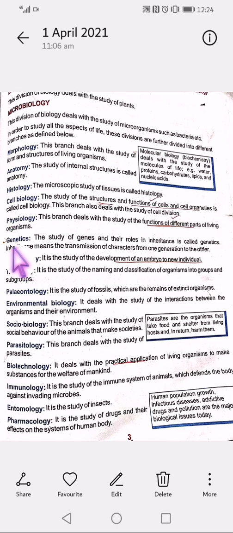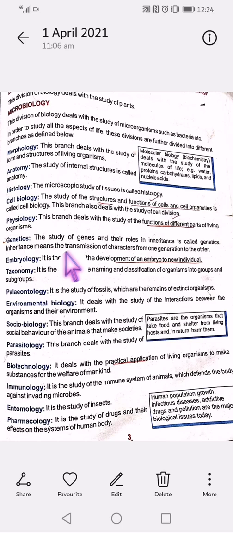Okay, then comes the term genetics. It is the study of genes and their role in inheritance. The genetic makeup of any living organism is known as genetics. What does it mean by inheritance? We say we have these characters that look very much like our father or mother. They have close resemblance with them.